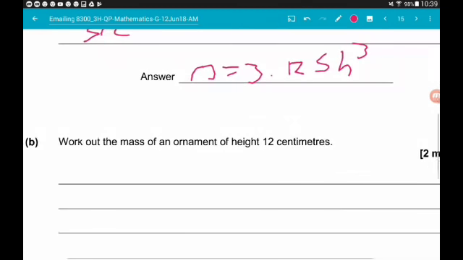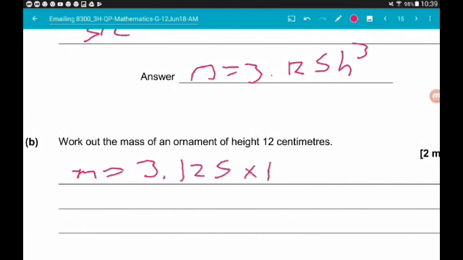Okay, then part B wants us to work out the mass when the height is 12 centimeters. So for this we're going to get the mass is equal to 3.125 times 12 cubed. Stick that in your calculators and we will get the mass is 5,400. Cool.